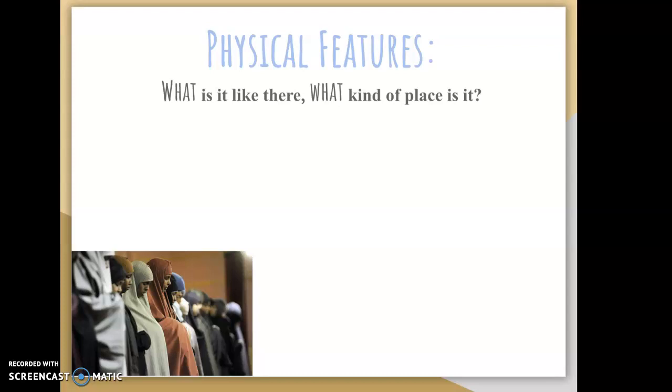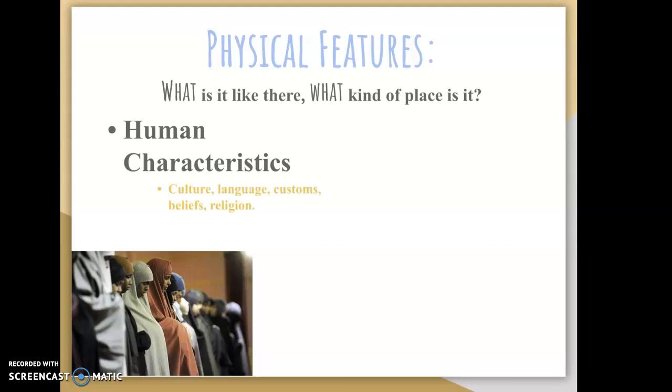The second theme is physical features. What is it like there, and what kind of place is it? So there are 2 types of physical features as well. Number 1 is human characteristics: culture, customs, language, beliefs, religion. That's why I have a picture of people praying right here. This is, what is it like there? What do they believe? How many people live and work and visit a place? Is it super populated? Is there a lot of tourism? Is it mostly locals? What's the environment like as far as the people and culture go?